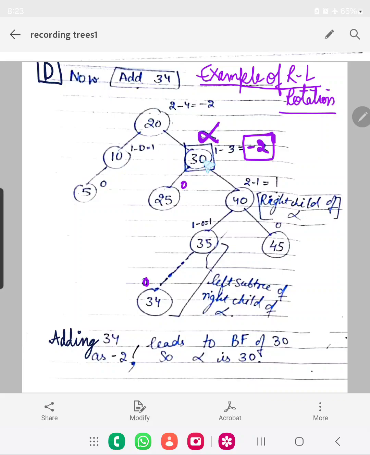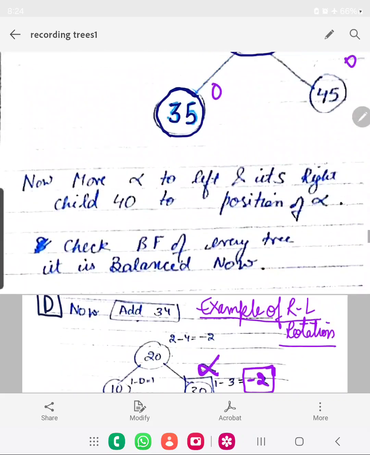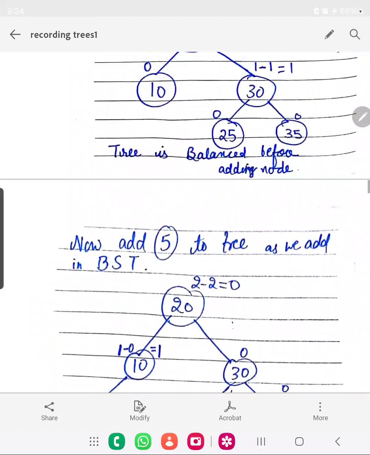Now let's check what kind of rotation this is. Since 34 is added to the right child's left subtree of alpha, since 40 is the right child of alpha, which is 30, and 34 is added to the left subtree of 40. 40 is the right child. So when a node is added to the left subtree of the right child of alpha, this becomes RL rotation.